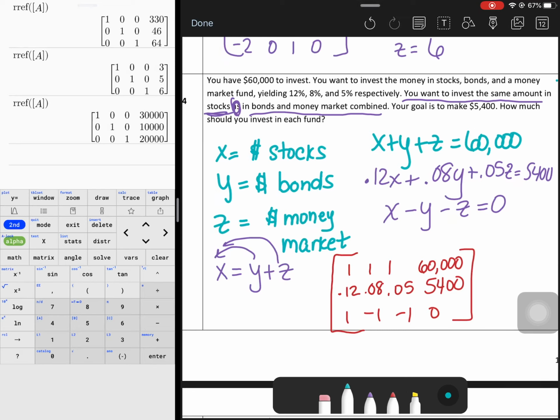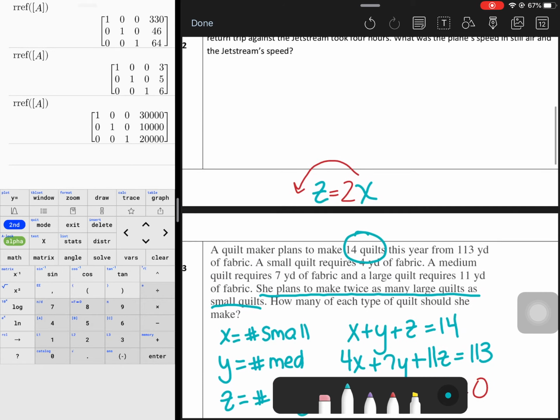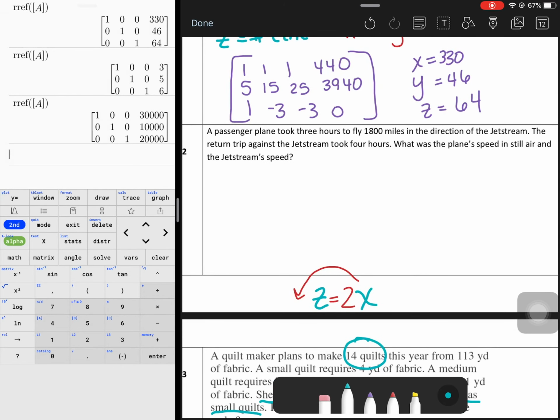So in each account, so in our stocks, we have $30,000. In our bonds, we have $10,000. And in our money market, we have $20,000. And that's all we'll do on these. We will take care of problem number 2 when we do our 2-step equations, or have taken care of it with the passenger jet.